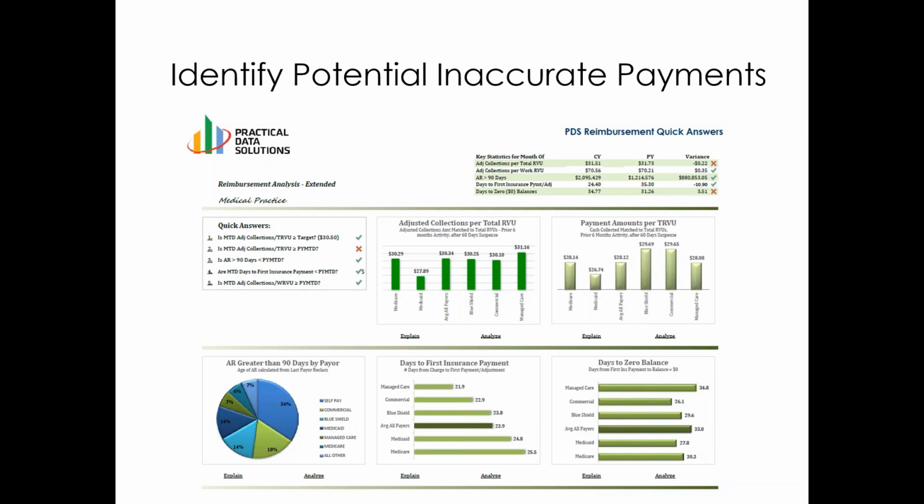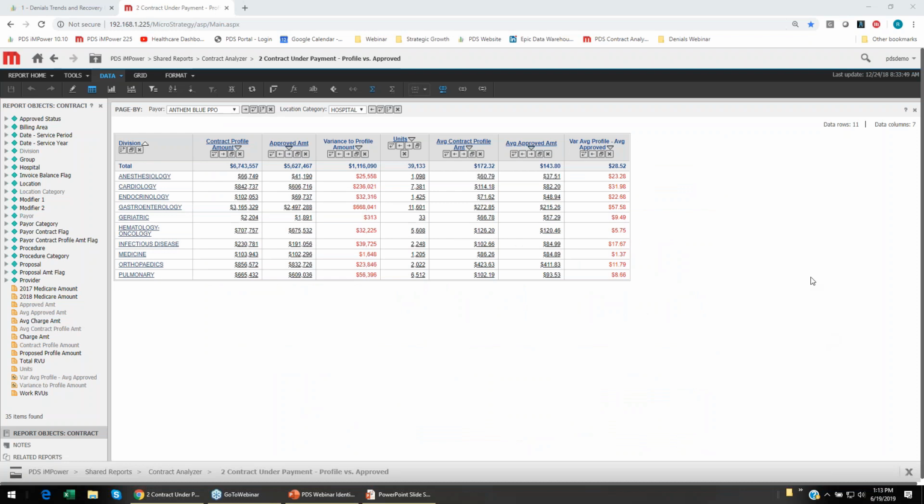So one of the ways I might start to look for these inaccurate payments is looking at our collections and reimbursement information and using my benchmarks. If we look right in the center of the page, there's adjusted collections per total RVU, and right away I'm going to go after that shorter green bar, thinking that that's probably an anomaly, and I want to be able to drill into this. So Russell, I'm going to let you show us how we drill in to start looking for this detailed data.